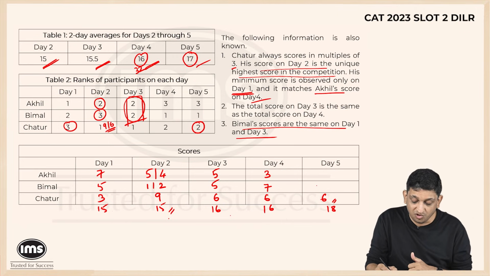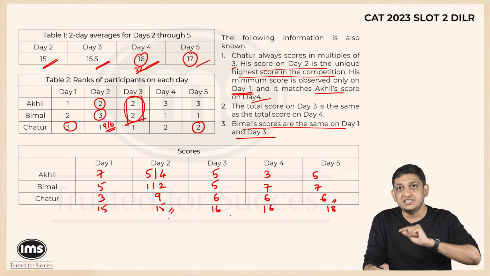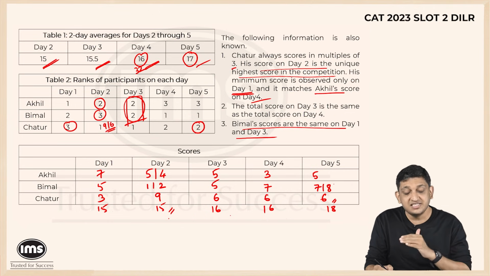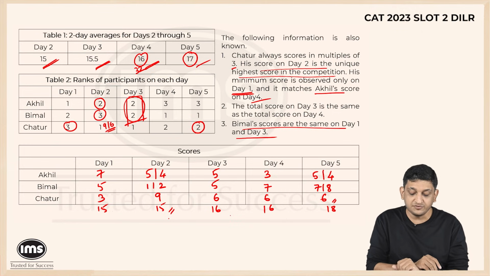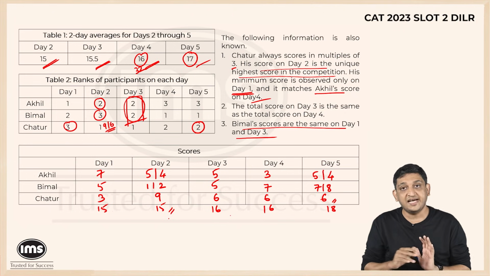If this person has scored more than 6, so 7 could be a possibility, in which case the total needs to be 18. So 7 plus 6 plus 5 will give us 18. The other number is 8. 8 plus 6, 14, and then this one, A would have scored 4. So Akhil would have scored 4 in that context. So these two cases are possible.